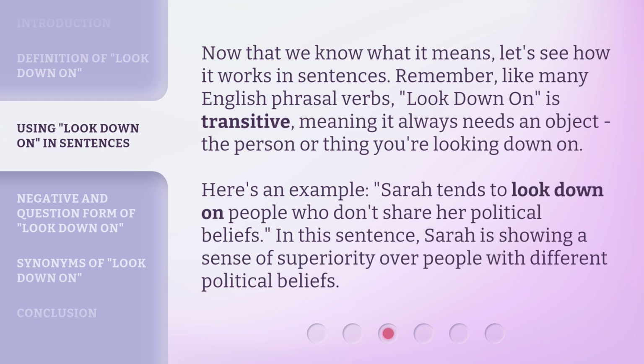Now that we know what it means, let's see how it works in sentences. Remember, like many English phrasal verbs, look down on is transitive, meaning it always needs an object, the person or thing you're looking down on. Here's an example. Sarah tends to look down on people who don't share her political beliefs. In this sentence, Sarah is showing a sense of superiority over people with different political beliefs.